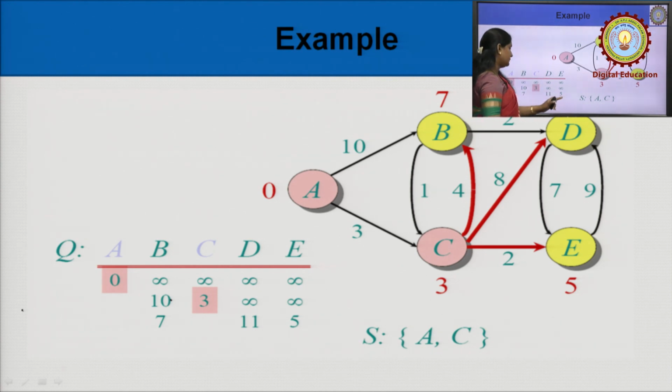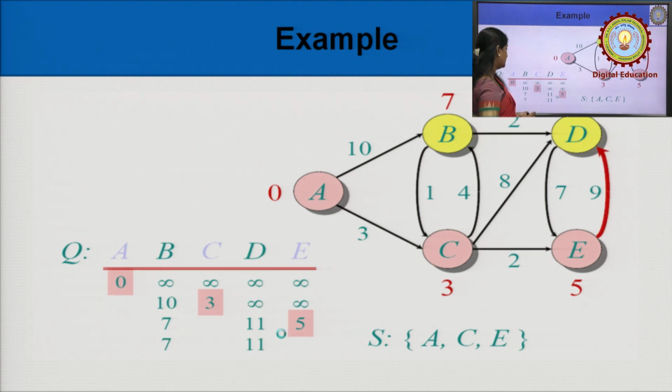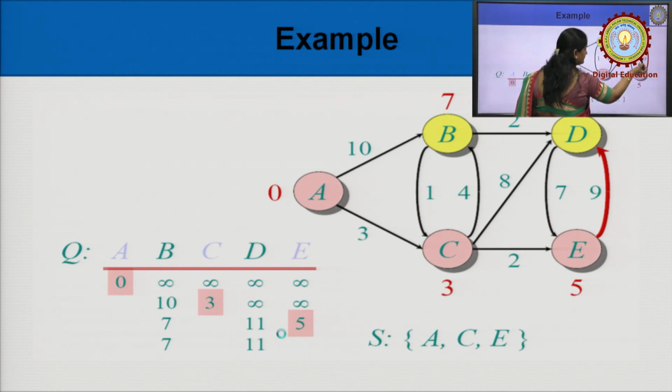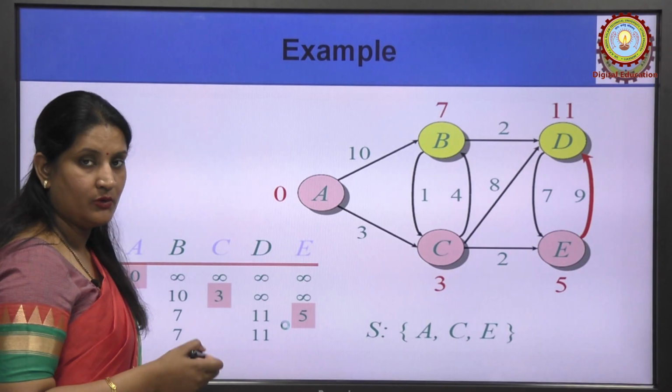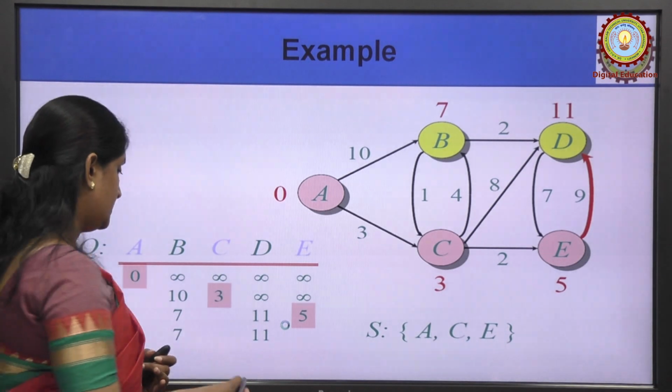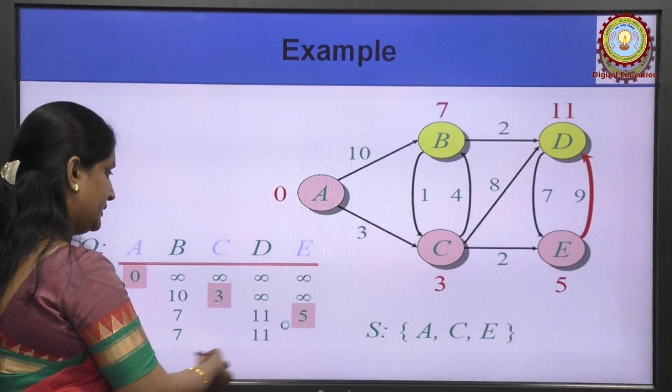Now which one is minimum? Minimum is 5. So select vertex E and find out all the paths from vertex E. From vertex E there is only one path, from E to D. The weight is 9. 9 plus 5 is 14. Now the distance of the vertex D is already 11. So we cannot change it, because we replace only if the new value is smaller. So it remains 11.